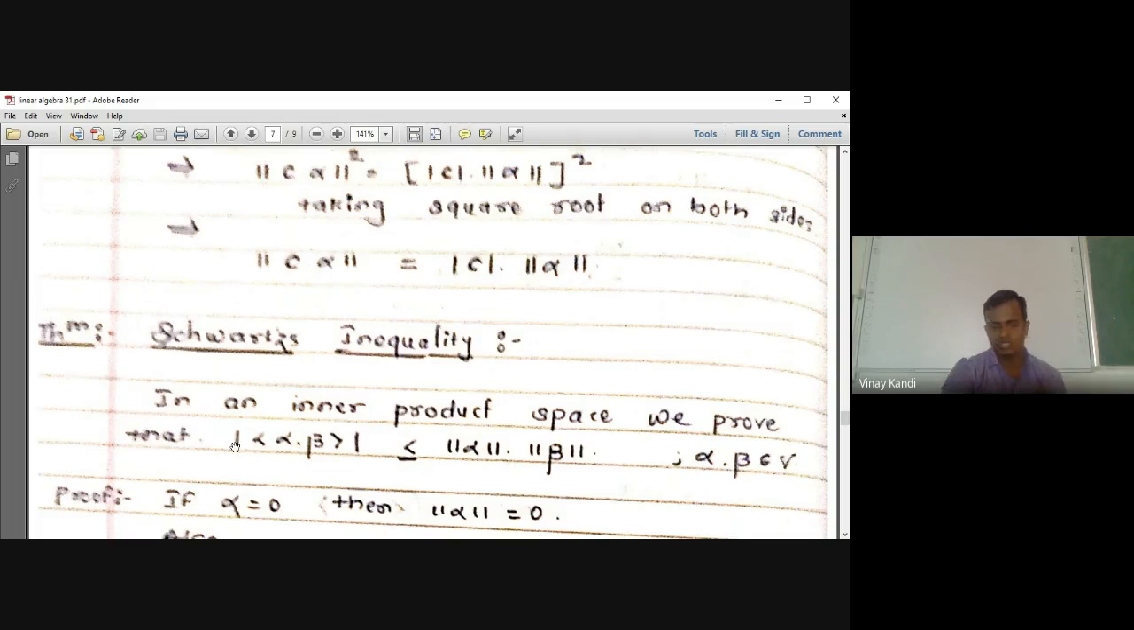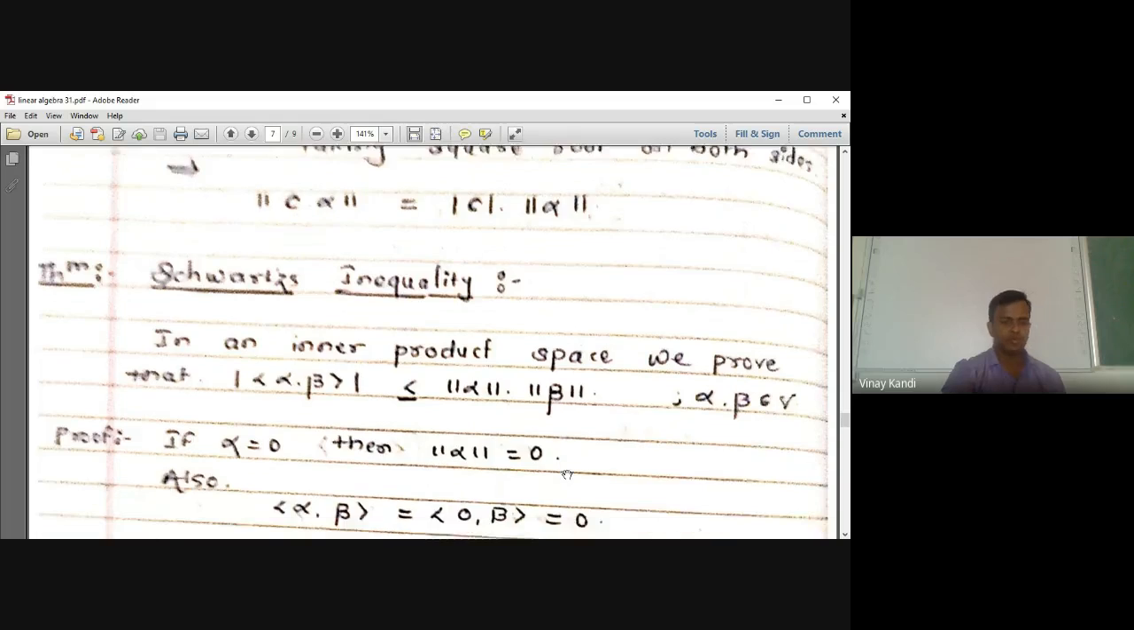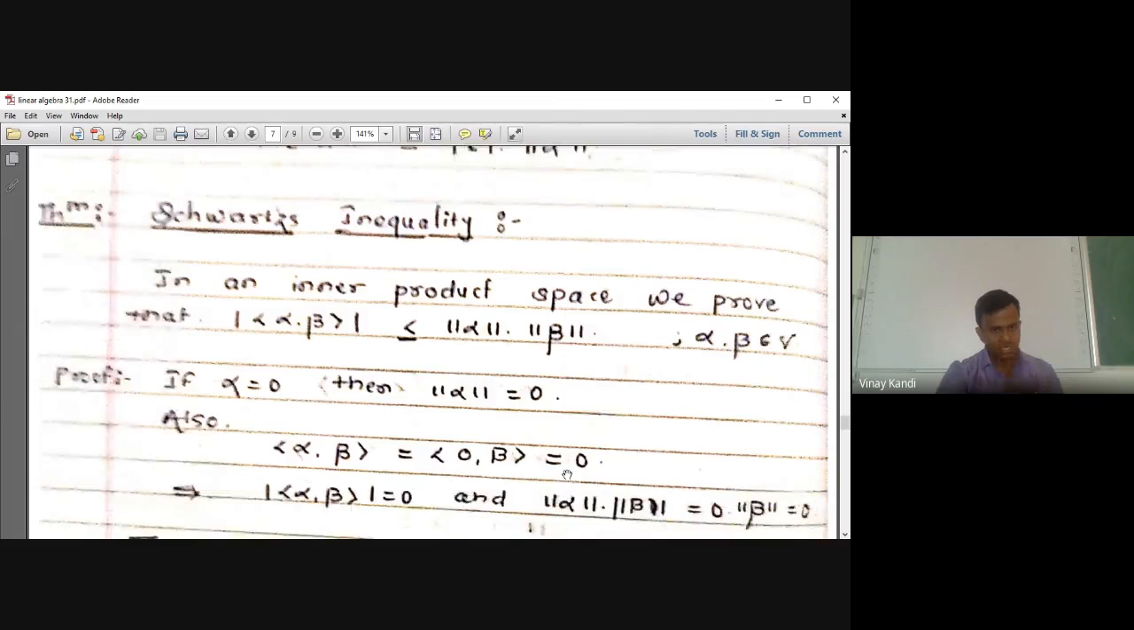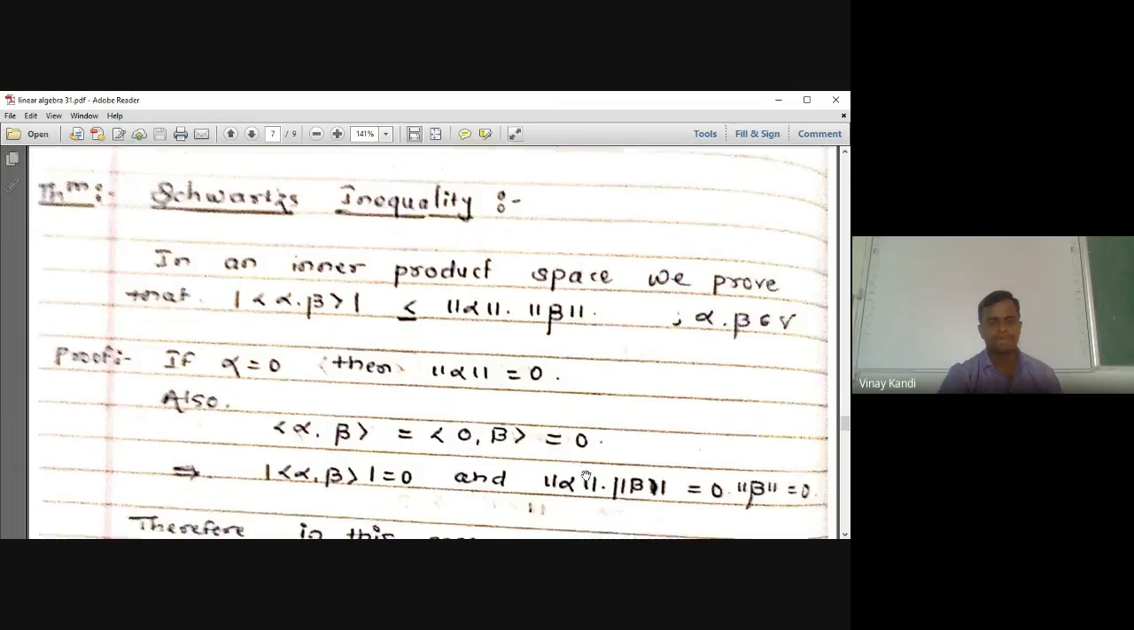Mod of inner product of alpha beta is less than or equal to norm of alpha into norm of beta. Let's see a proof. If alpha is equal to 0, then norm alpha is equal to 0. And also inner product of alpha beta is equal to inner product of 0 beta, which is equal to 0 by the definition of inner product space.